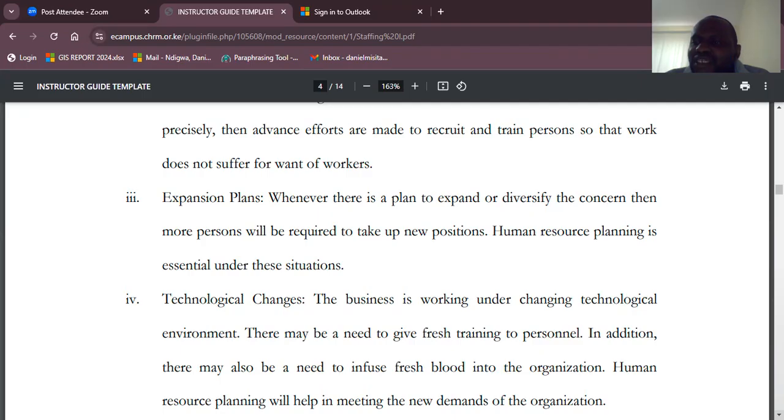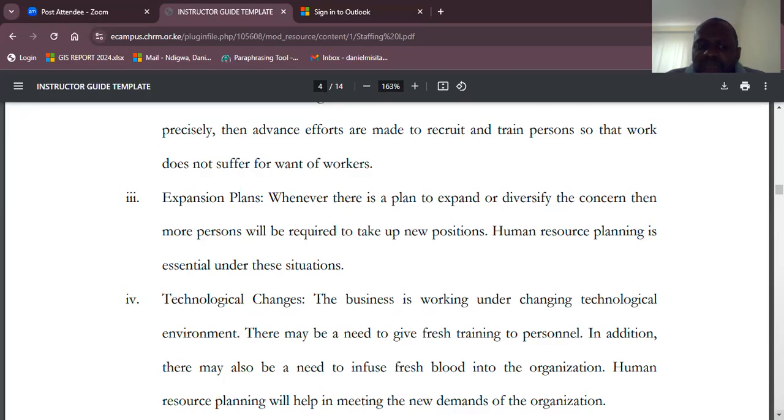So if that is a plan, then it means at the end of the day, you will be required to bring new people into the organization. You'll also be required as an organization to have due positions for those people. So if that is the case, then it is very important to bring new people into the organization.